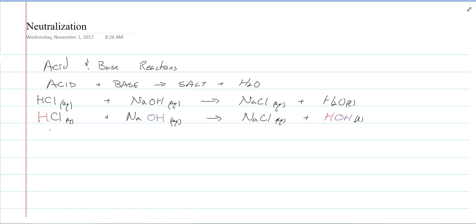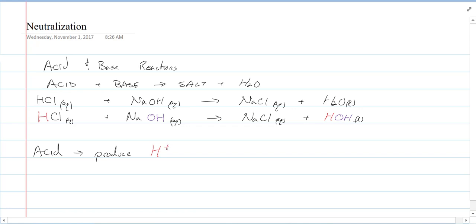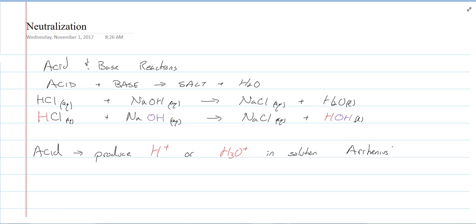So acids. Acids are something that produce H plus or H3O plus in solution. And that is the Arrhenius definition of an acid. So H plus or H3O plus, hydronium, and H plus are the same thing for our purposes.